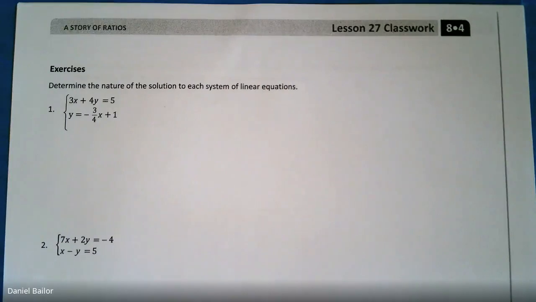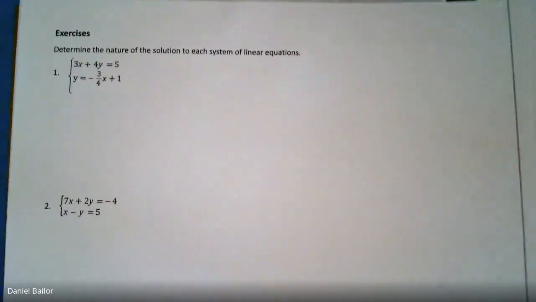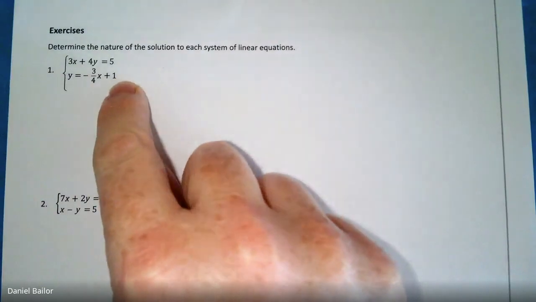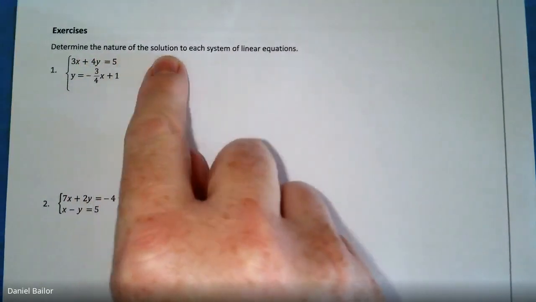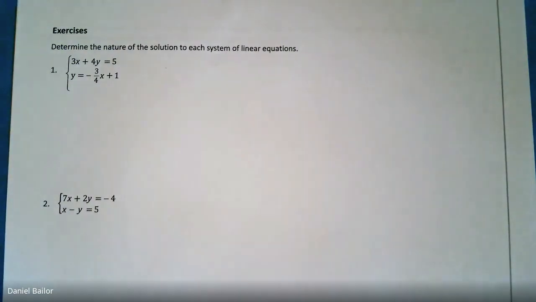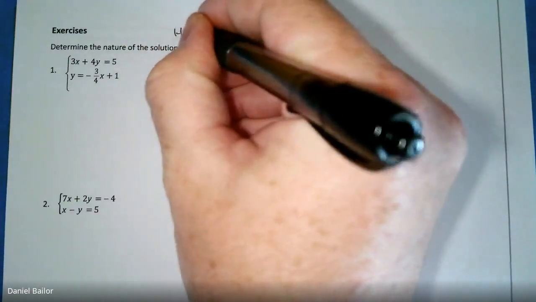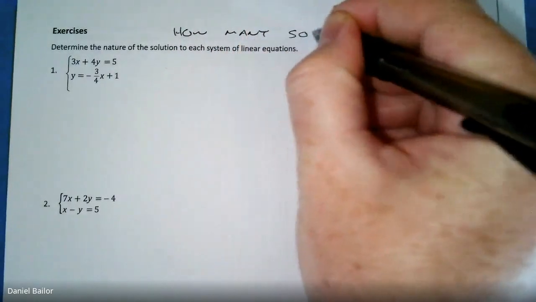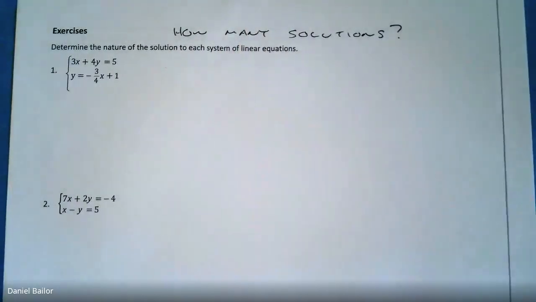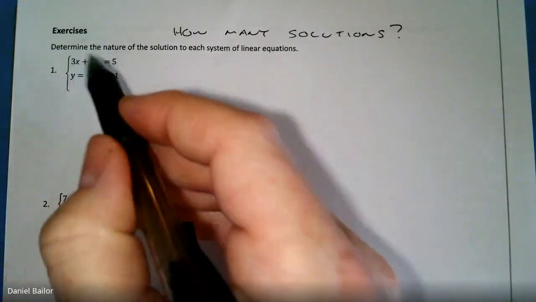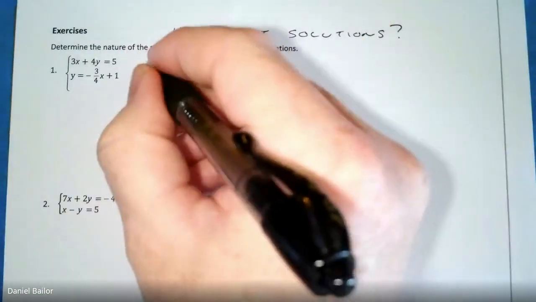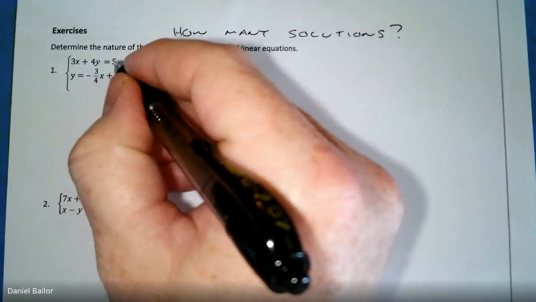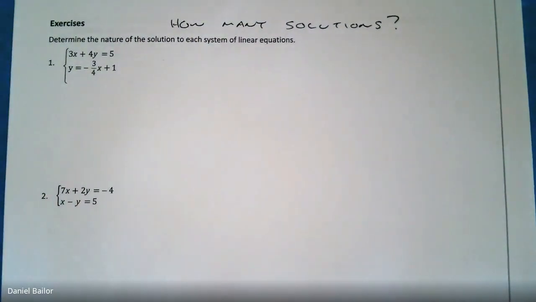So, exercise 1 on page 335. We have a system of equations, and it's asking us to determine the nature of the solution to each system of equations. In other words, the directions can just say, how many solutions? That's what it's asking you to find. How many solutions? So this is page 2 of my notes. And if you remember, the first step was slope-intercept form. We need slope-intercept form. So these equations, well, the bottom one is in slope-intercept form. The top one is in standard form. So let me change. We'll do that one in red.